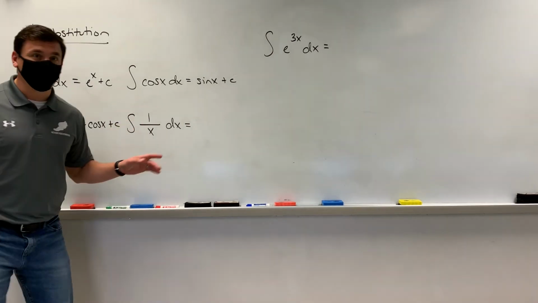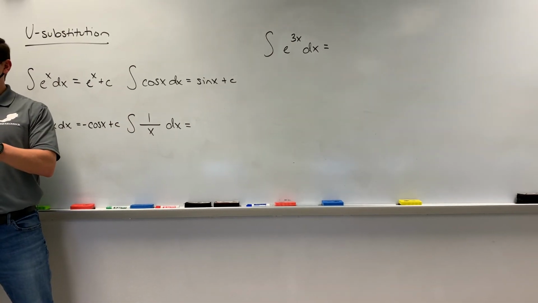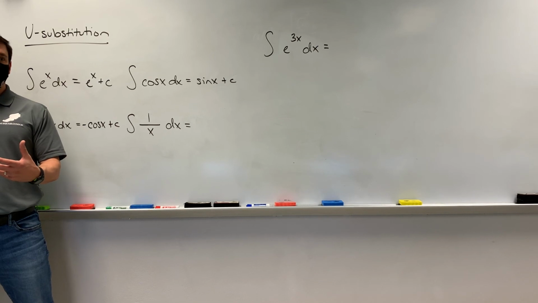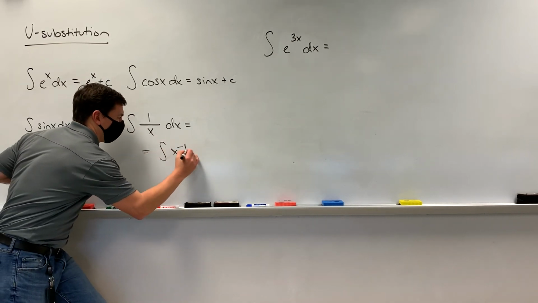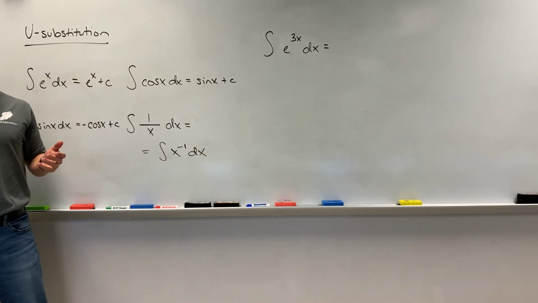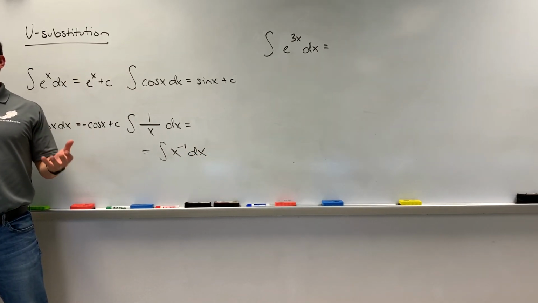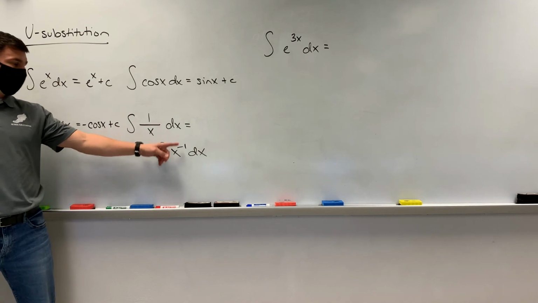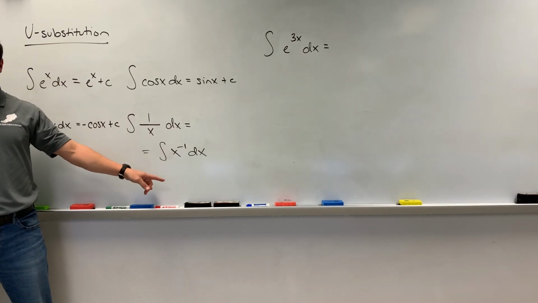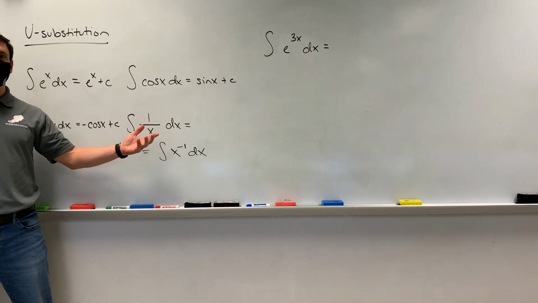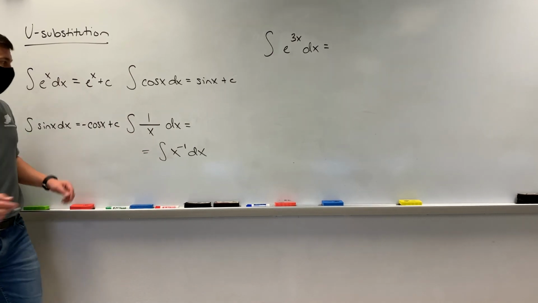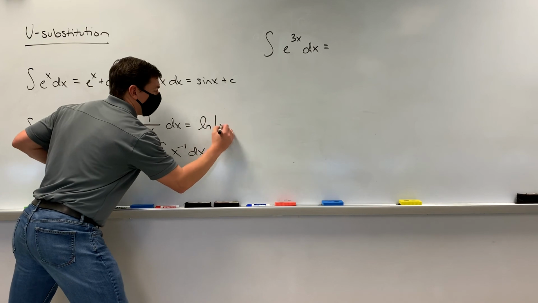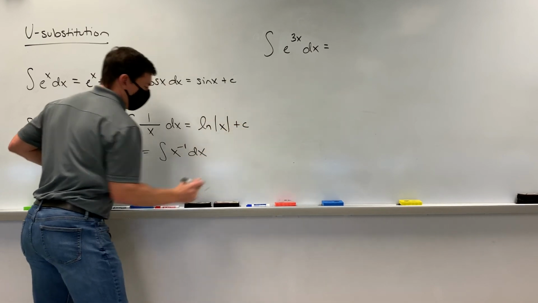Okay, antiderivative of 1 over x. I feel like it's a rewrite. I want to rewrite this as the integral of x to the negative first dx. But think about what happens then. If you add 1, and divide by 0, that's where the world comes to an end. Is it natural log? Yeah, it's the natural log specifically of the absolute value of x plus c.